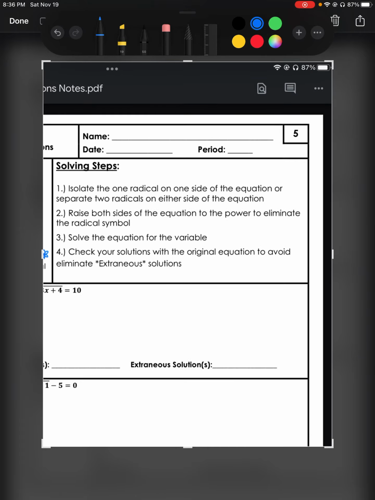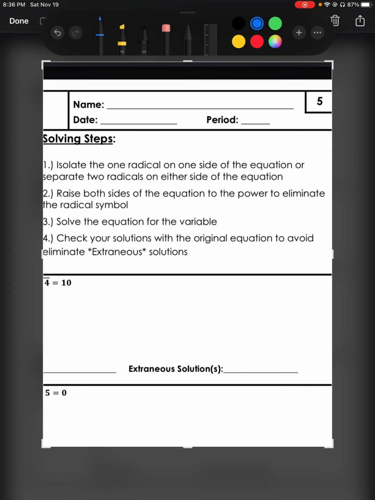So we have to isolate the radical on one side if there's only one radical. Sometimes that's not possible when you have more than one radical. So once you get to that point, you're going to raise it to the power. And when we say the power, if it's a square root, to the second power, if it's a cube root, to the third power, and so on. You're going to solve for the variable and then check for extraneous solutions.